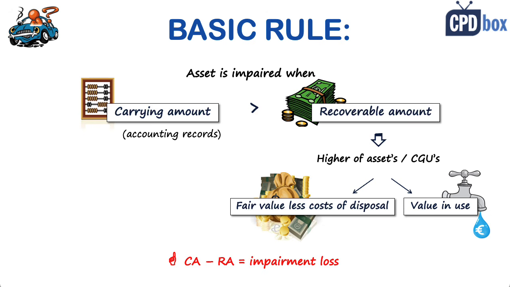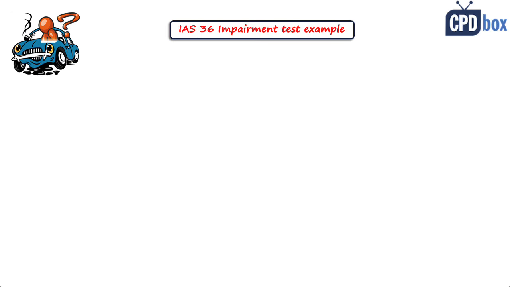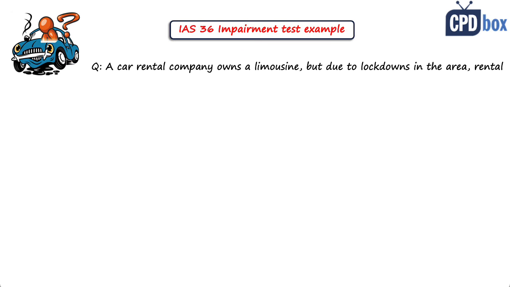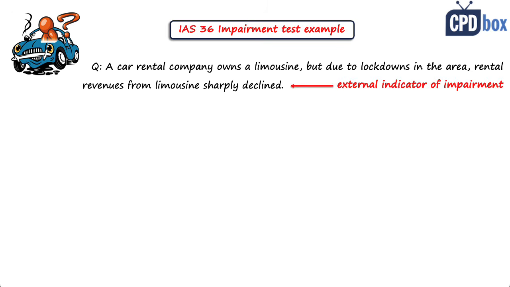So let's illustrate it on a numerical example. So we have this case. A car rental company owns a limousine, but due to lockdowns in the area, rental revenues from the limousine sharply declined. So it's a hint for you because we have a clear external impairment indicator here, the sharp decline in revenues. And here we have a few pieces of financial information.